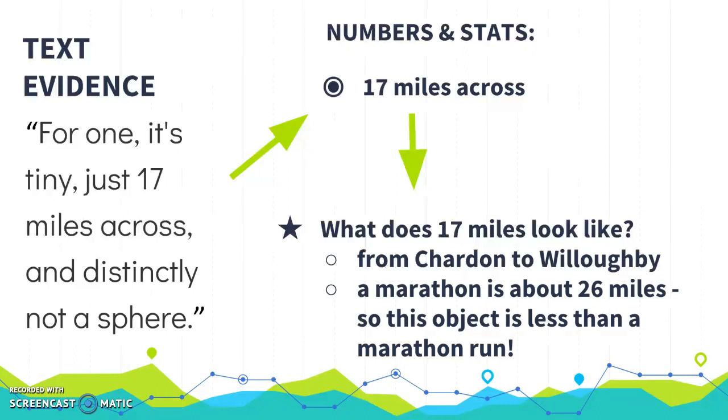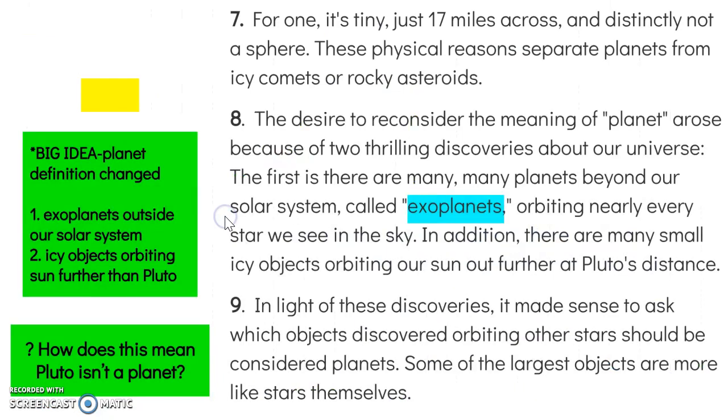I also was thinking about a marathon is 26 miles. So the width of this thing that's floating around in space is less than the distance that would be a marathon. Okay, so when you see a number and stat, number one, you have to put it in the context of something that you find familiar, something that you can relate to, and then think about why that's important. Now, within this article, I did not see another number and stat that was significant, but I thought this one was very interesting to me.